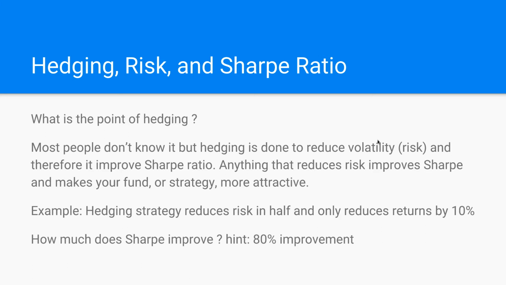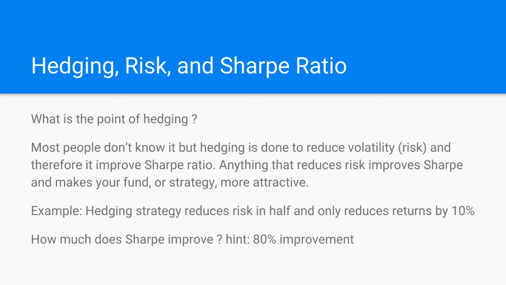To reduce volatility of what? To reduce the volatility of my portfolio. And by reducing the volatility of my portfolio, I am increasing the Sharpe ratio. And by increasing the Sharpe ratio, my strategy or my fund is more attractive. It's going to have more customers. It's going to have more investors. So it will look even better on the prospectus. So that's what is done at a professional level.